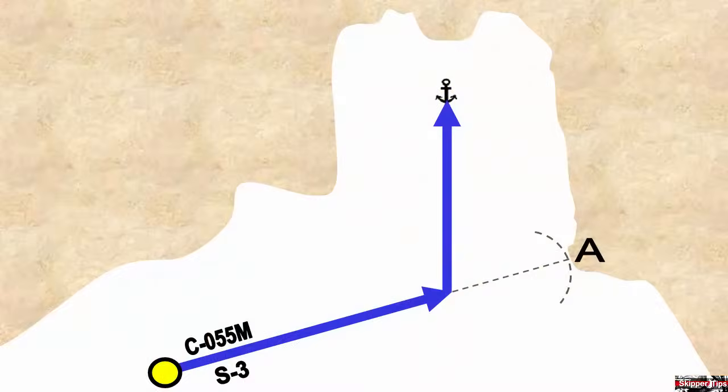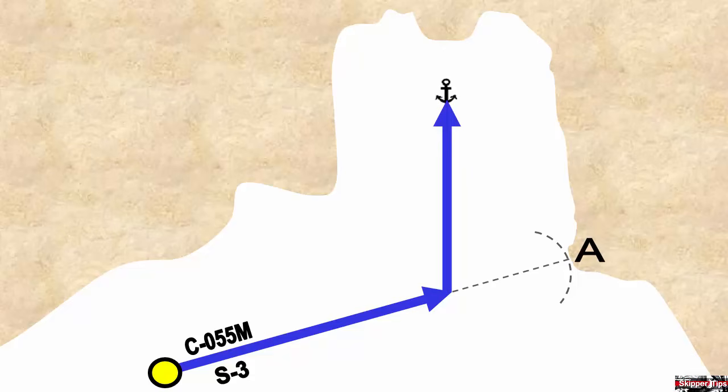We look for a point ahead of the boat to know where to turn. In this case we've chosen point A. We measure this distance with our dividers and write that down. When our radar shows that we are that distance from point A, we can turn north toward the anchorage.